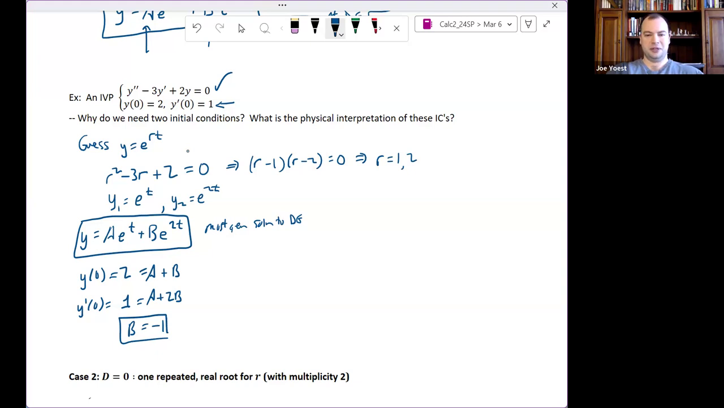b has to be negative 1. And I want something minus 1 to give me 2. a has to be 3. So I just solve this 2 by 2 system, whatever way you want to solve it. I used the addition method and then plug back in.